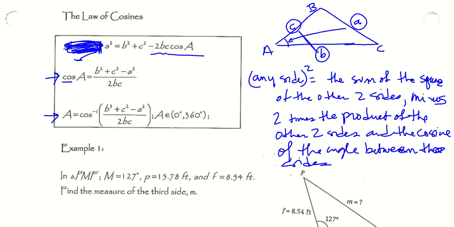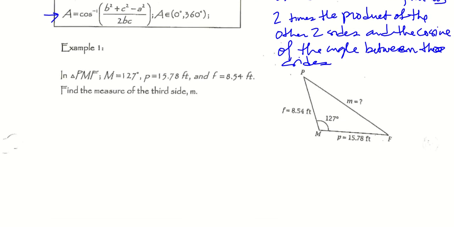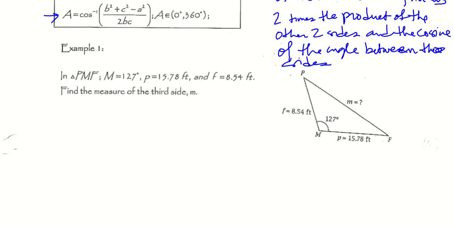So here's an example of using the law of cosines. I have triangle PMF. I know M, the measure of angle M, which is marked. I know the length of side P and the length of side F. And our job is to find the measure of the third side, M. So I want to find M, and I know the lengths of the other two sides, and I know the measure of the angle opposite the side I'm trying to find. That's a perfect setup for using the law of cosines.